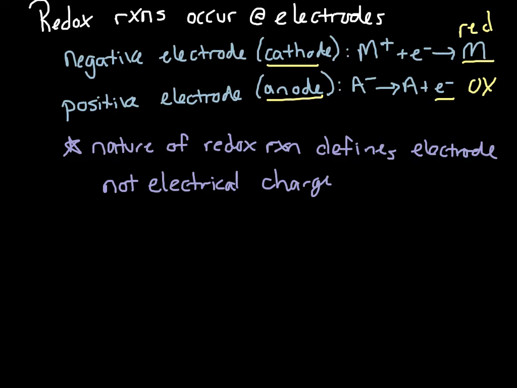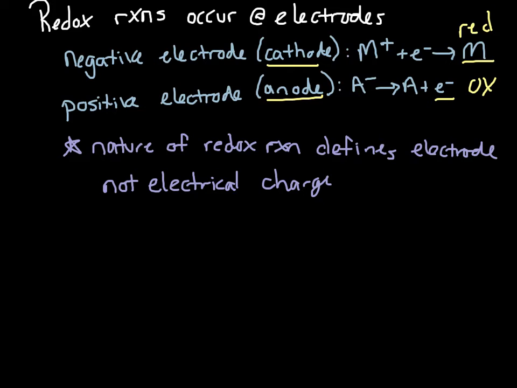Now, keep in mind, the nature of the redox reaction defines the electrode, not the electrical charge. So in a voltaic cell, oxidation occurred at the anode, but that created the negative charge. In the electrolytic cell, oxidation still occurs at the anode, but it is a positive charge because of where electrons are being pulled from and moving to?